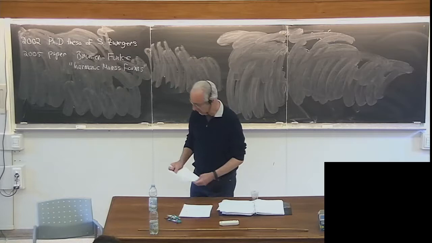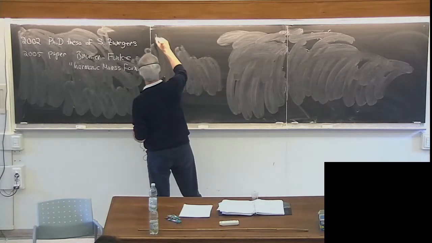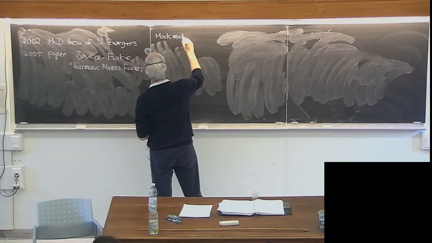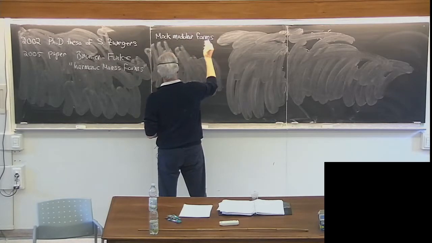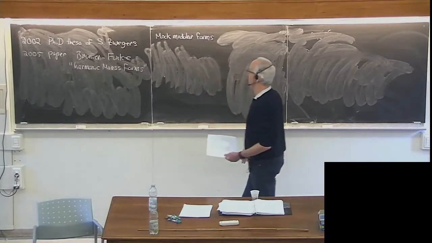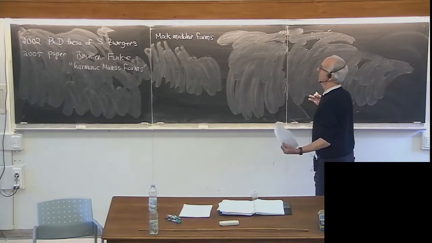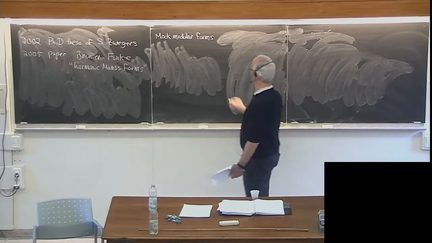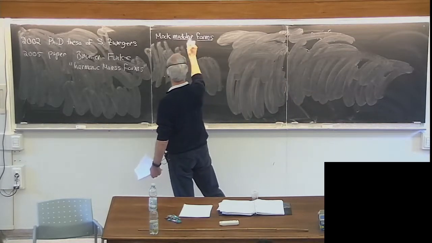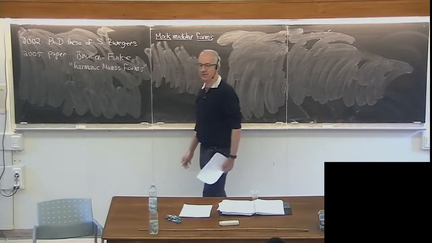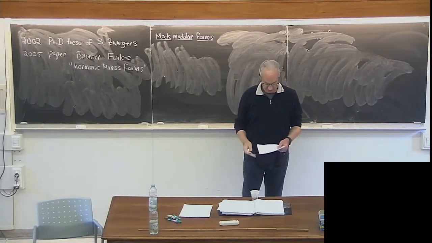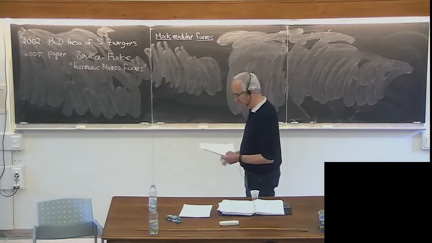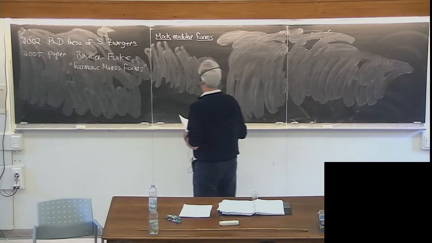Okay, so mock modular forms are essentially this. Mock theta functions are a particular example of mock modular forms. So I'm going to discuss the general object. And this definition incorporates and generalizes the examples found by Ramanujan.